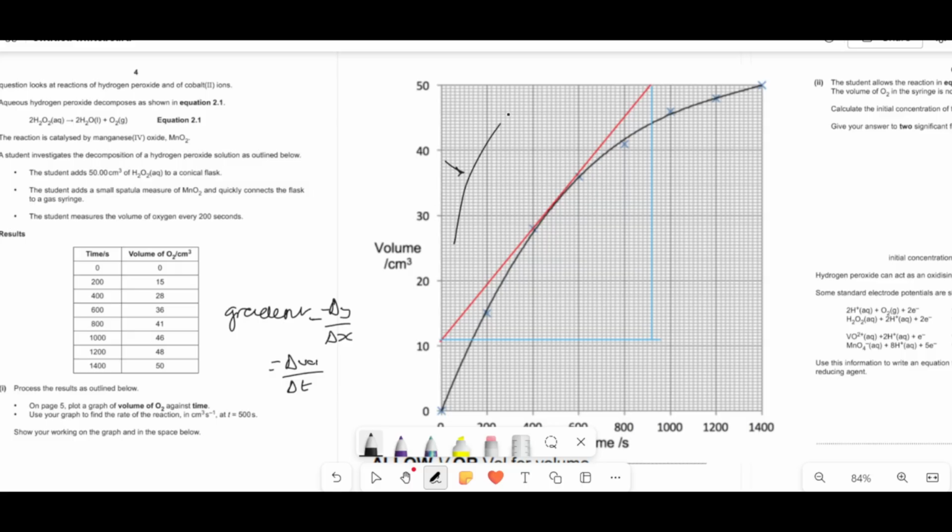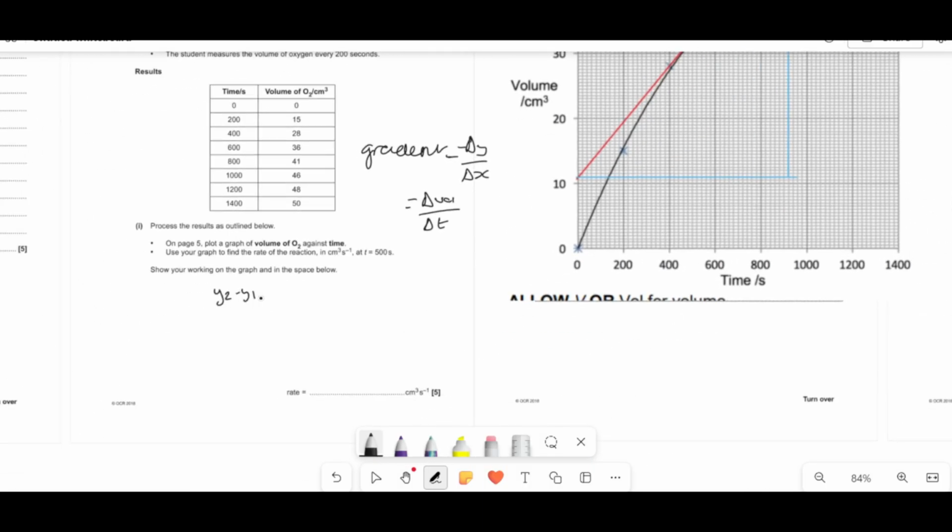Because if you zoom in on the curve, it will look like this. If you zoom in really far, it'll be really close to being a straight line, and that's where that tangent is, where you can work out the gradient. So what you'll do is you'll pick 2 points, and you'll do y2 minus y1 over x2 minus x1, and that will give you the rate.